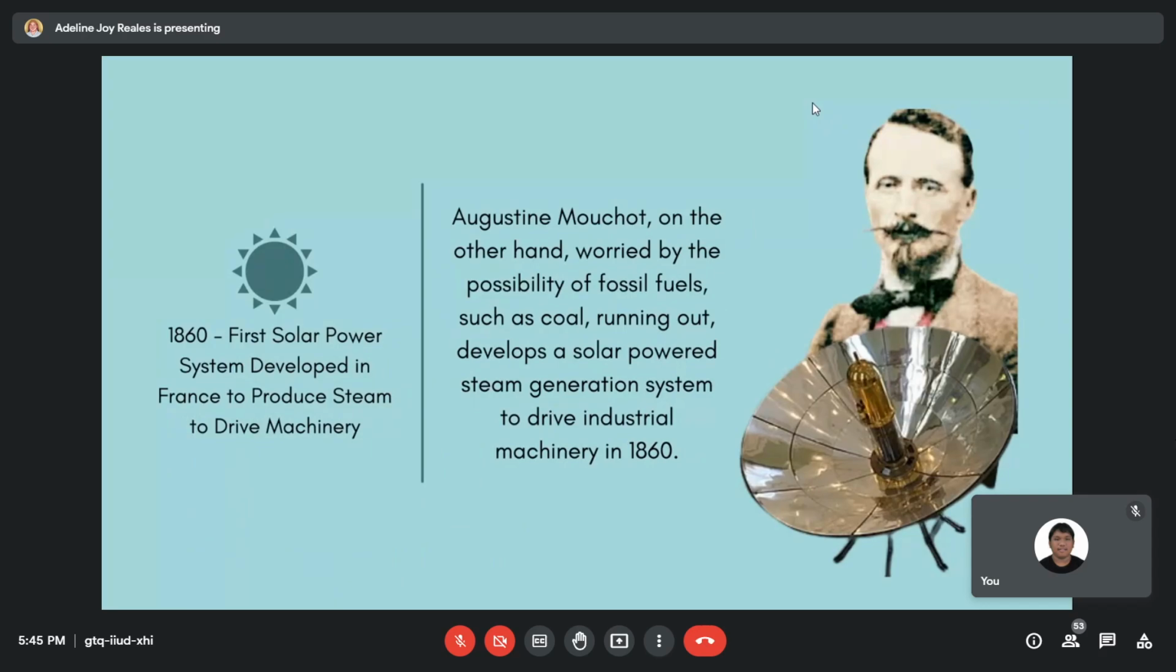Augustin Mouchot, on the other hand, worried by the possibility of fossil fuels such as coal running out, developed a solar-powered steam generation system to drive industrial machinery in 1860. Mouchot felt it was possible that the sun's heat could replace the burning of coal to run Europe's industries. Mouchot's research into mirror technology led him to develop the first sun motor, which used the heat from concentrated sunlight to produce steam in driving machinery.